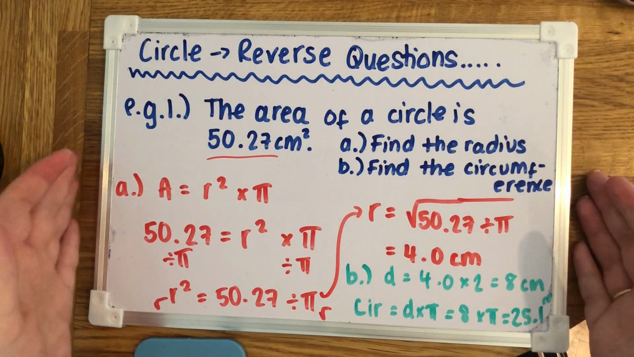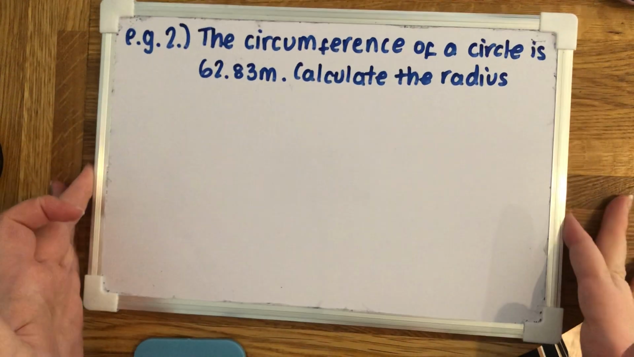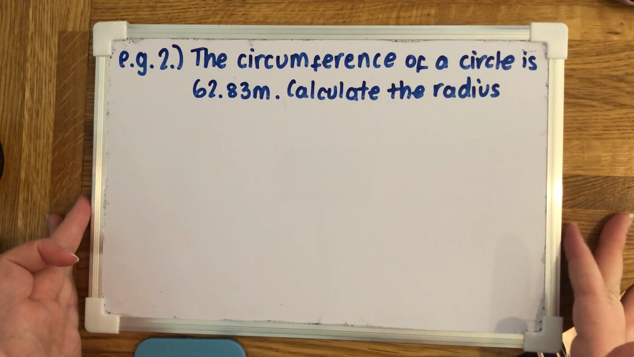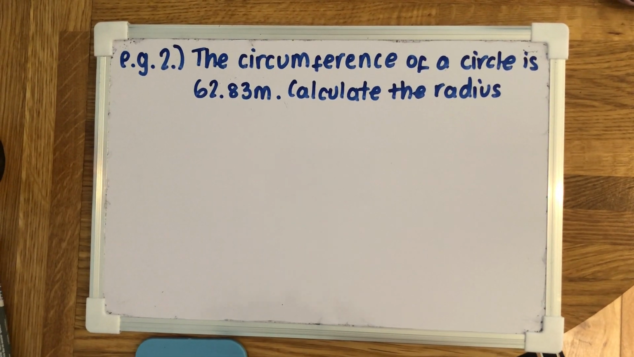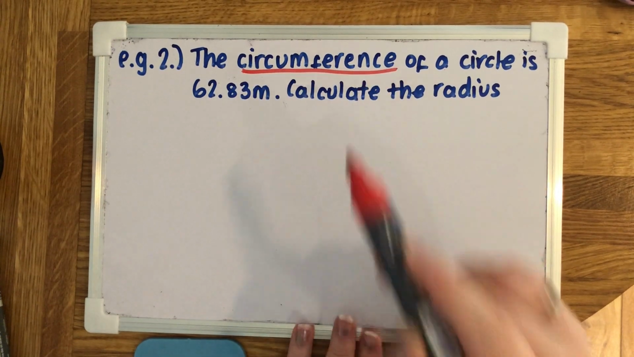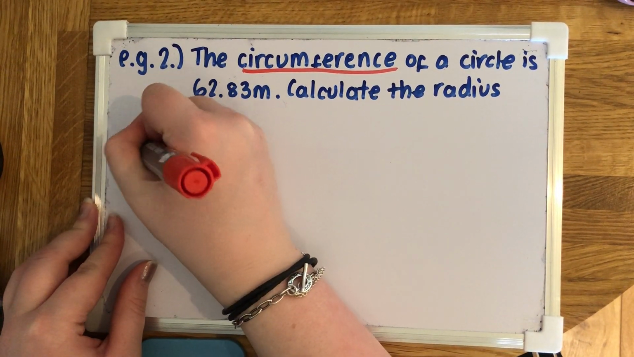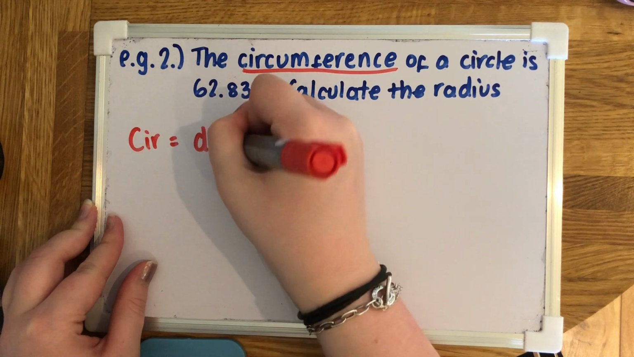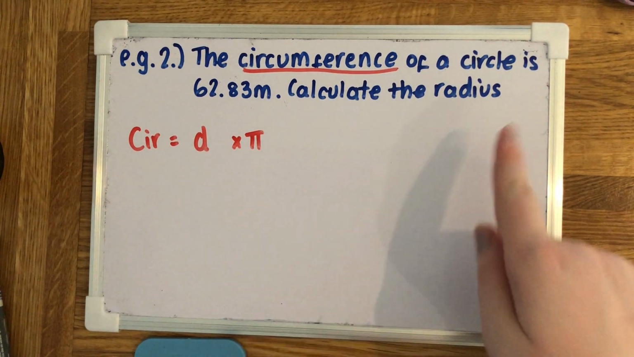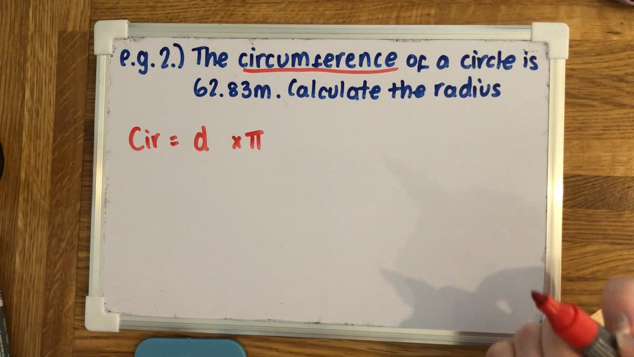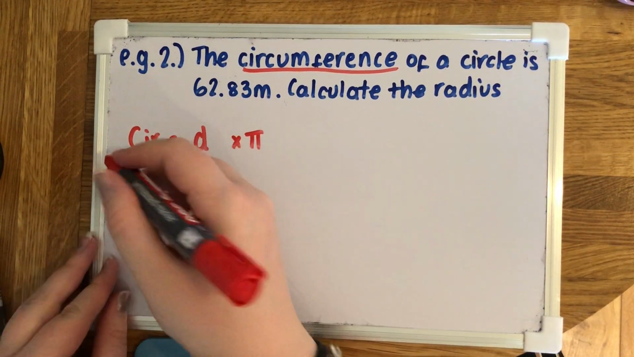Okay, right, let's do one more. So this time we're given the circumference of the circle instead, and we just need to work out the radius. So again, as I said with the other one, first thing is we need to write out what the formula is for the circumference. So the circumference is the diameter times by pi. Now obviously this formula doesn't have radius in it, but it does have diameter in it. And if we work out what the diameter is, we can then work out what the radius is. So again, I'm going to replace this circumference with the actual number.